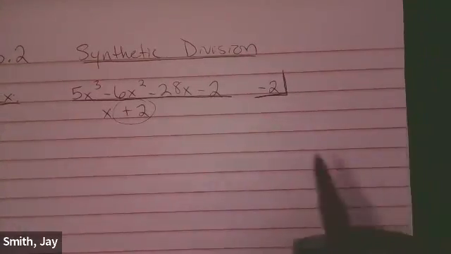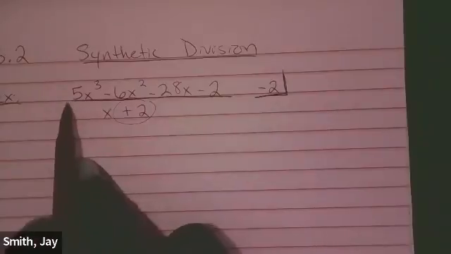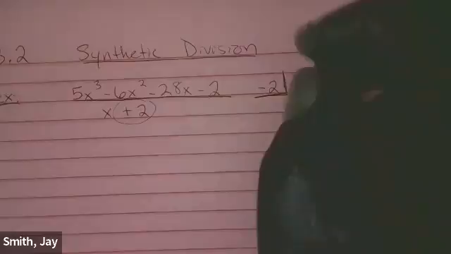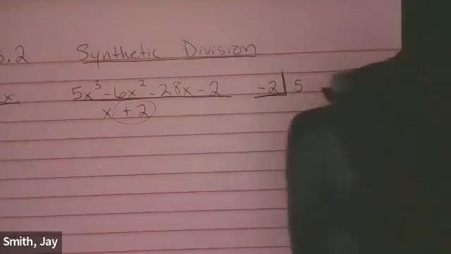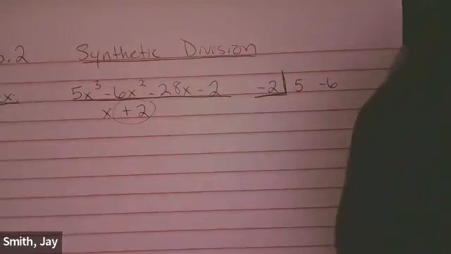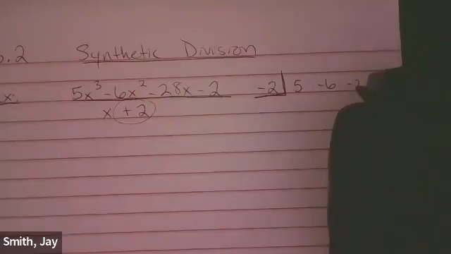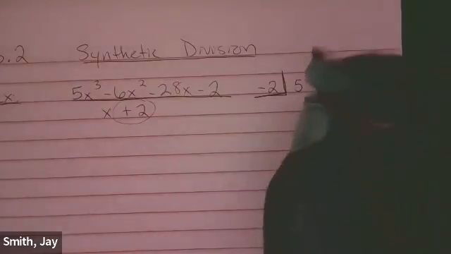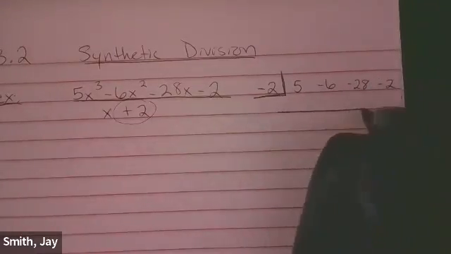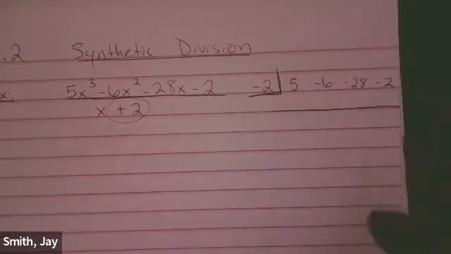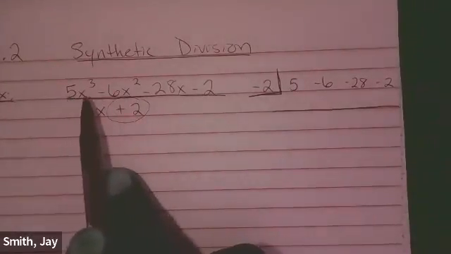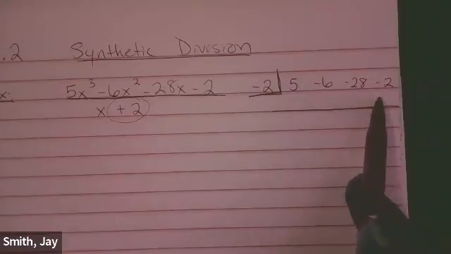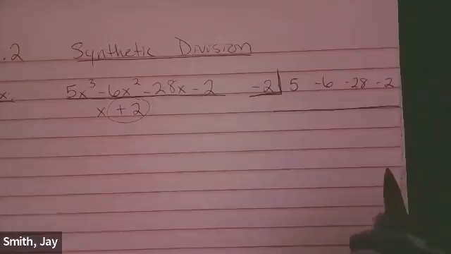Then we're going to account for all the coefficients in front of the x terms. So we're going to have 5, negative 6, negative 28, and, I'm sorry, negative 2. Those are the coefficients in front of the x terms. We have 5 representing our x cubed, negative 6 representing our x squared, negative 28 representing our x's, and negative 2 representing our constants.